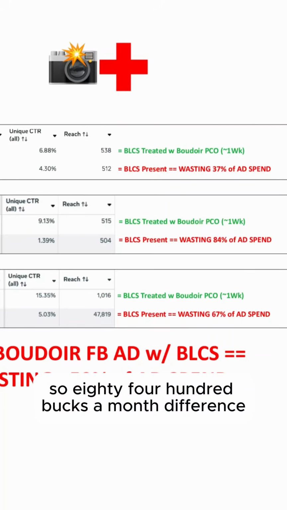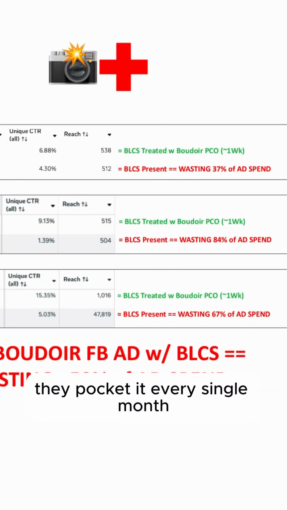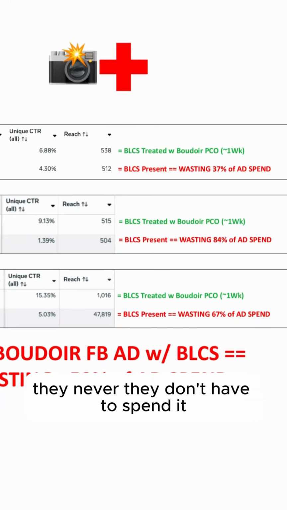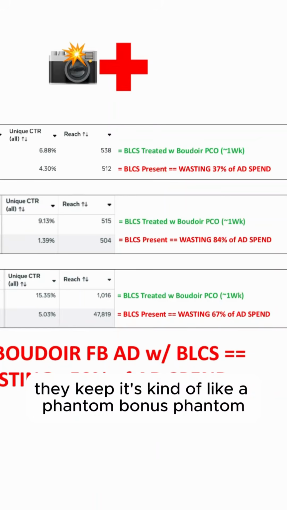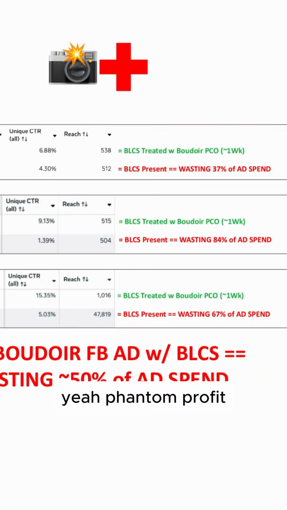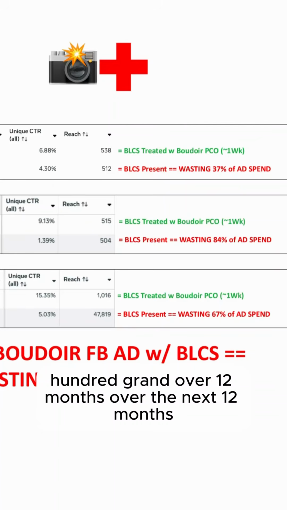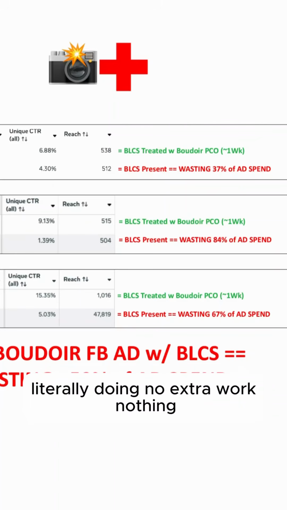So $8,400 a month difference. They pocket it every single month. They don't have to spend it. They keep it. It's kind of like a phantom bonus, phantom profit. And as a result, they're actually able to keep that $8,400 a month, which is like 100 grand over the next 12 months, literally doing no extra work, nothing.